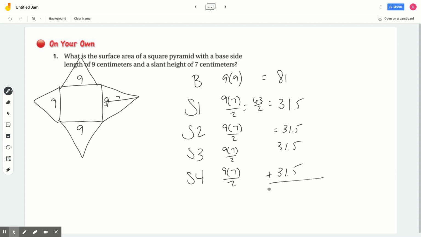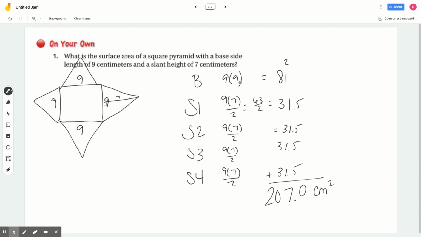And then to find the total surface area, we go ahead and add. So 5, 10, 15, and 20. 2, 3, 4, 5, 6, and 7. 8 and 3 is 11, 14, 17, and 20. Remember to bring your decimal point straight down. So the surface area of this square pyramid is 207 centimeters squared.